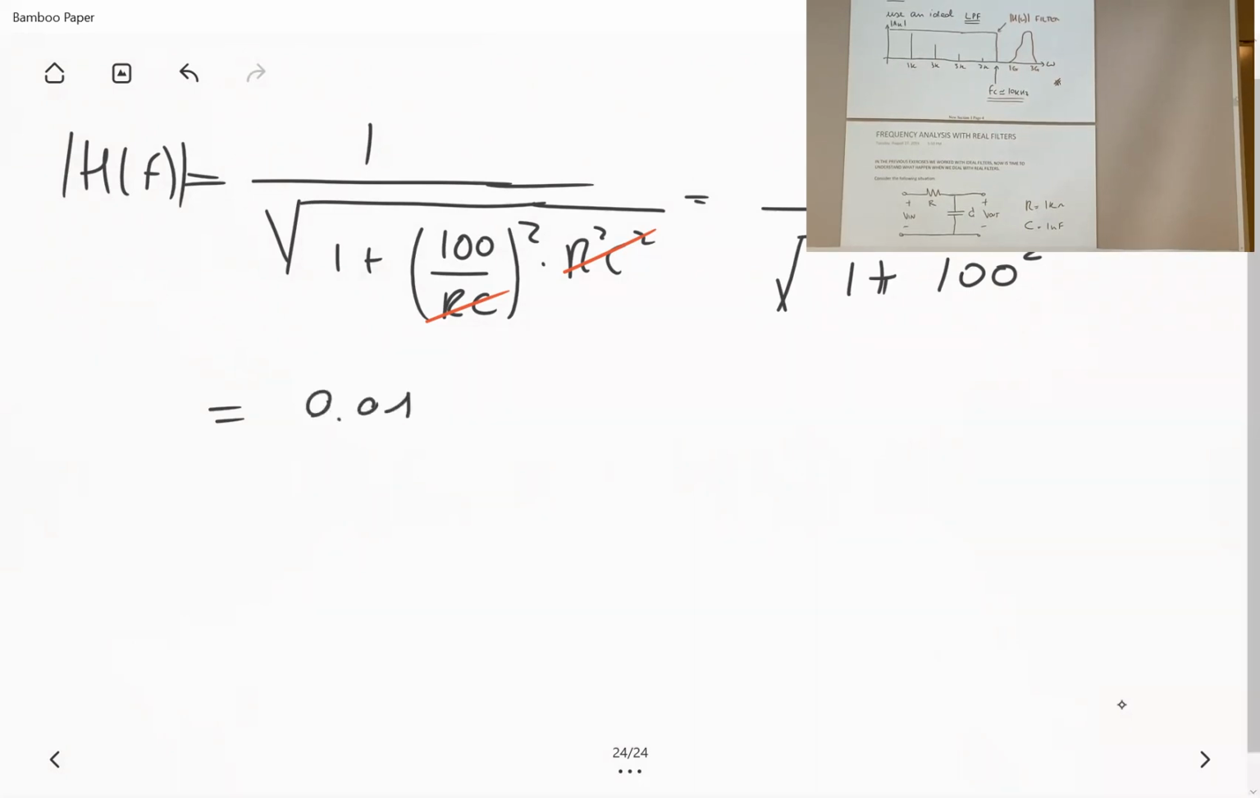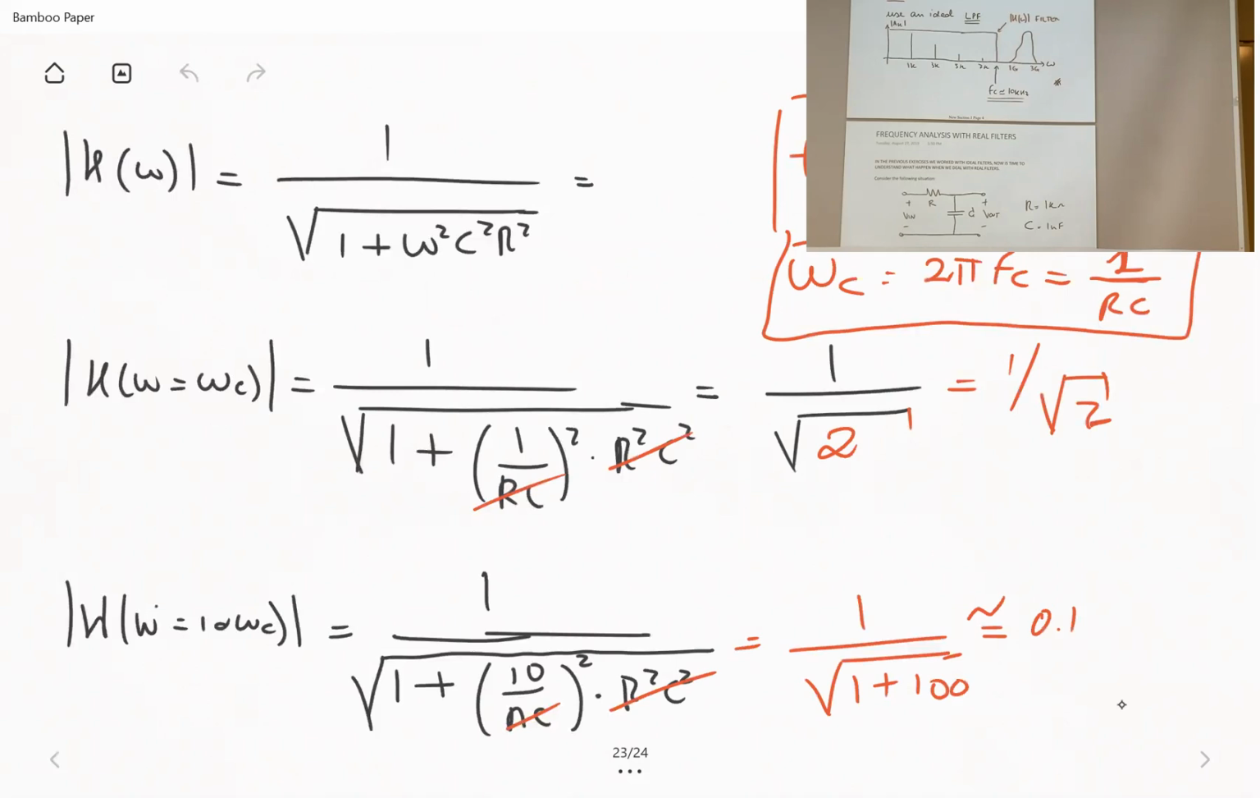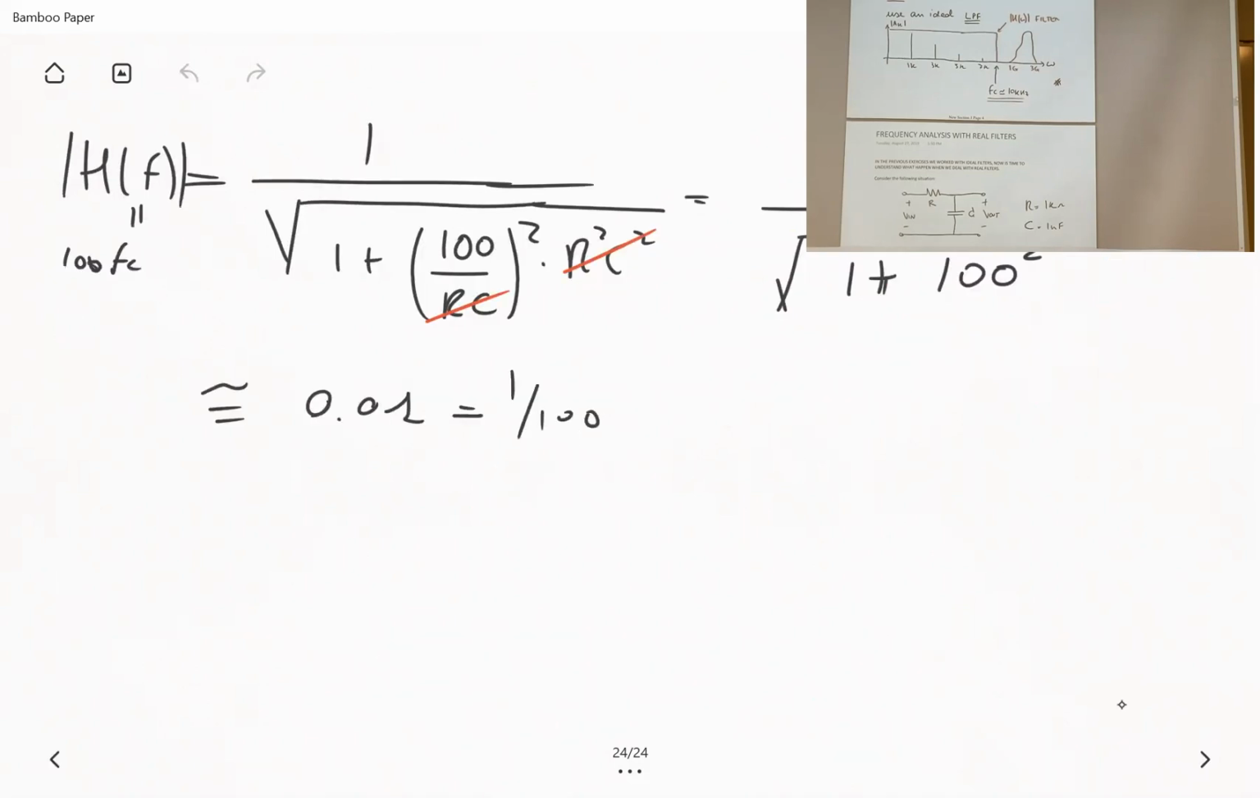Yeah, we are magic engineers and we just don't care about small units here. So 1 is negligible and remains 0.01. So it means that here F is equal to FC times 100. Did you do the same before? Yes, okay. You see, sometimes I use F, sometimes I use omega, it doesn't really matter.